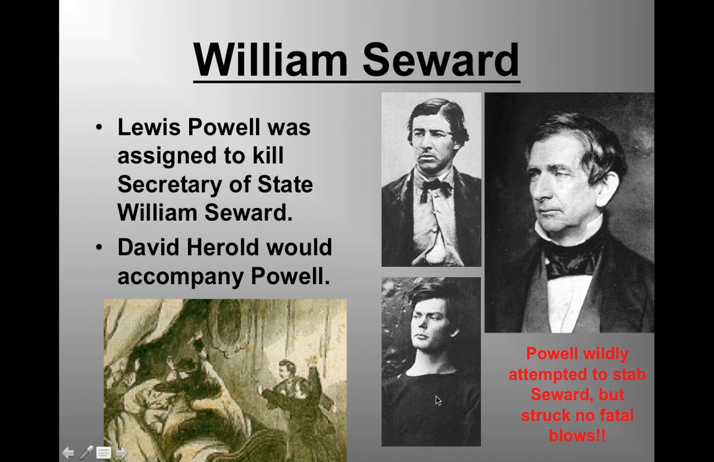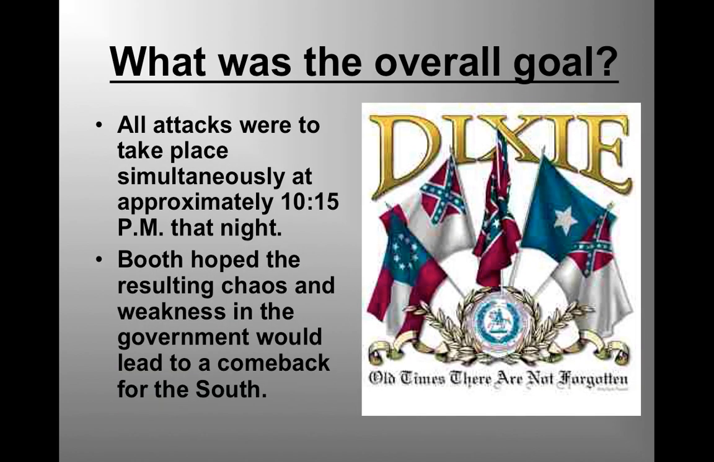So David Harold and Lewis Powell sneak into or break into William Seward's home. They try to kill him with knives. Seward is able to escape. His family is able to fend off the two attackers. And so the Secretary of State, although they try to kill him, he does not pass away from their attacks. So William Seward does survive the assassination attempt.